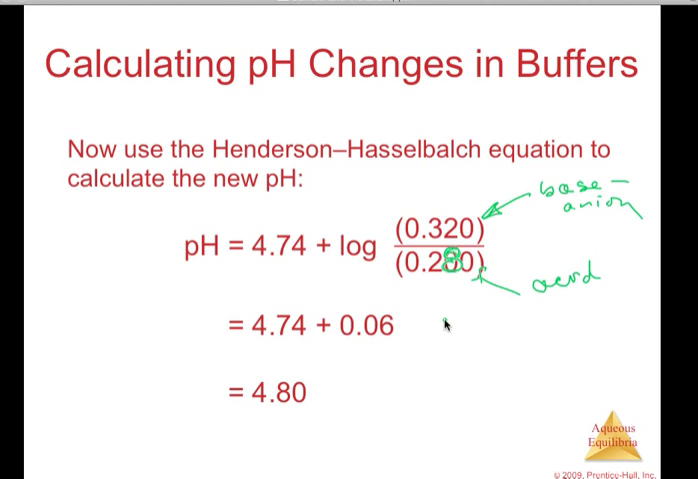That ends our discussion on buffers. Next up will be titrations.